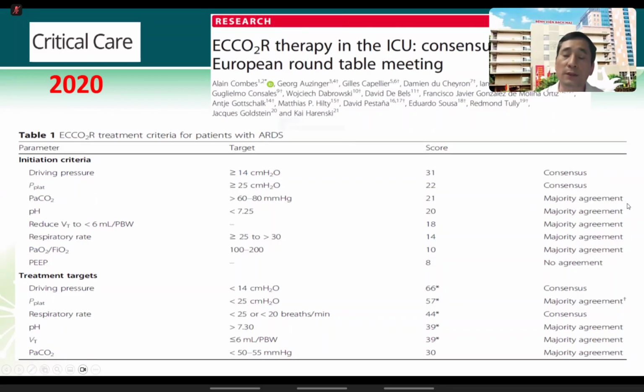So when we talk about consensus, you need to be very careful because sometimes it does not represent all of the ideas. As for target treatment, you should put the driving pressure less than 14, plateau pressure 25 and lower, respiratory rate at 25 or 20. In some cases, they will be aggressive to 20 or less than 20. I don't think it's easy for anyone to follow these targets because they are too strict and too aggressive.